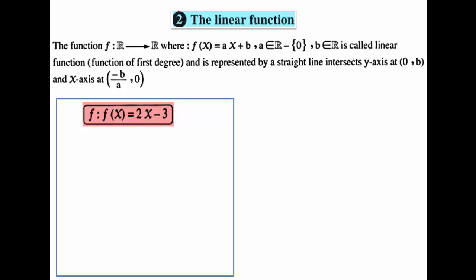f of x equals x minus 3. We will substitute x here by three numbers, or consecutive numbers.